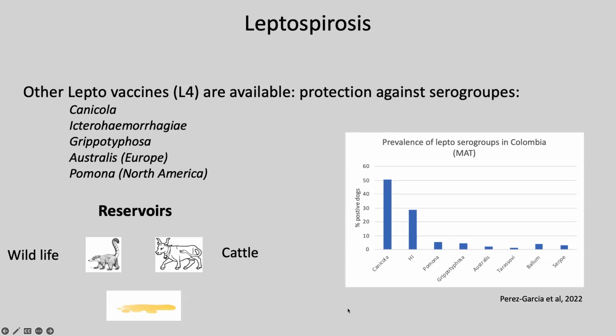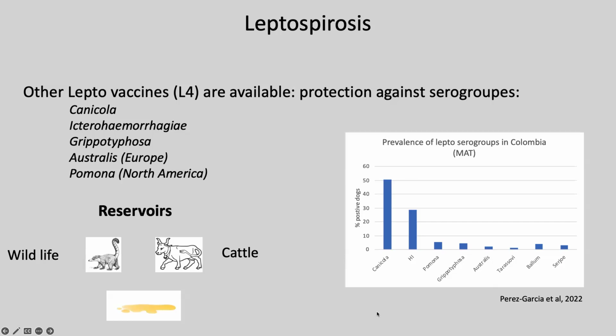But if we look at the repartition of the different serogroups in South America, there is a study published in 2022. It's a Colombian study. And what you can see is that Canicola and Icterohaemorrhagiae are the most prevalent serogroups found in dogs.